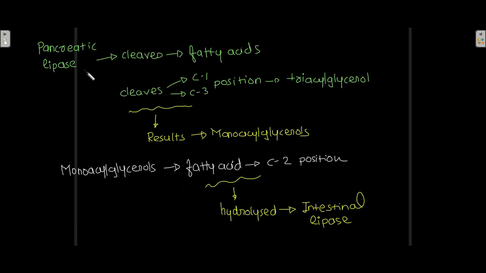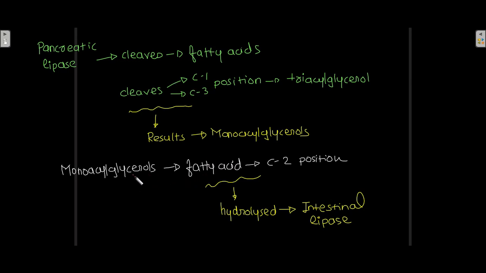Now, pancreatic lipase cleaves the fatty acids attached to the C1 and C3 positions of triacylglycerol. When the fatty acids at C1 and C3 are cleaved by pancreatic lipase, it results in the formation of monoacylglycerols. In monoacylglycerol, the fatty acid is attached to the C2 position, and at C1 and C3 there is no fatty acid because that has been cleaved by this enzyme.